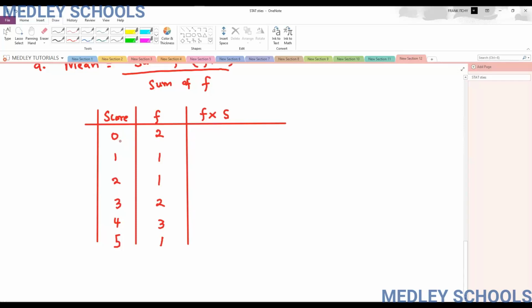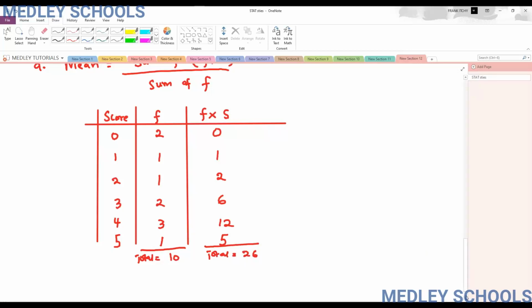So 0 times 2 will give us 0, 1 times 1 we have 1, 2 times 1 we have 2, 3 times 2 we have 6, 4 times 3 we have 12, 5 times 1 we have 5. So we need the sum of this. So total of this is 10 and the total of this is 26.